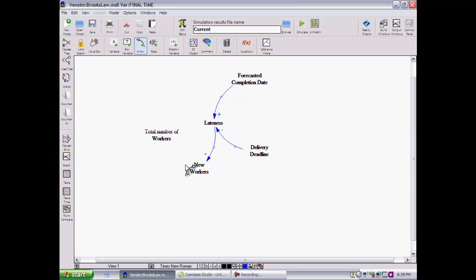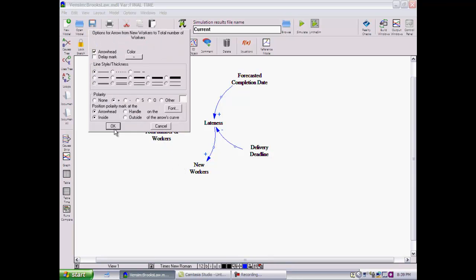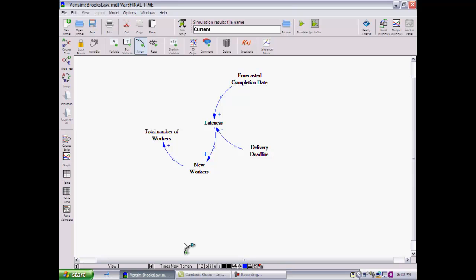Now if I add new workers, that's the cause. The effect of that is to increase the total number of workers. So I would like to add a causal link from new workers to total number of workers, and I think you would agree that this link would have to have a positive polarity. Notice when I put this positive polarity from new workers to total number of workers, I did not take into consideration any other links that might be coming into new workers or any other links that might have been coming out of total number of workers. I focused only on the cause and the effect, new workers, total number of workers, and the relationship between them.